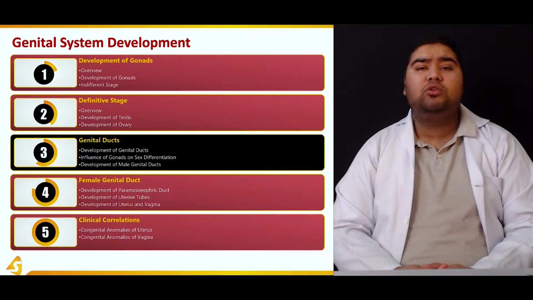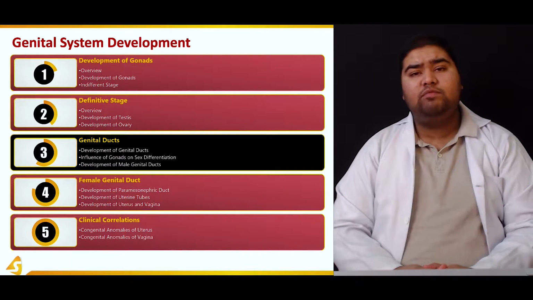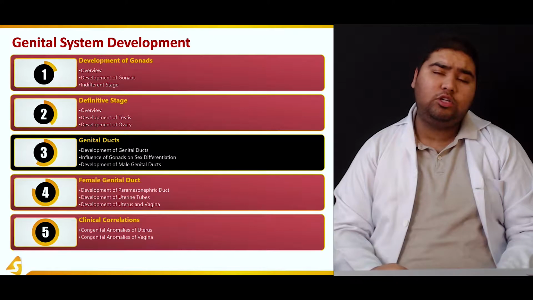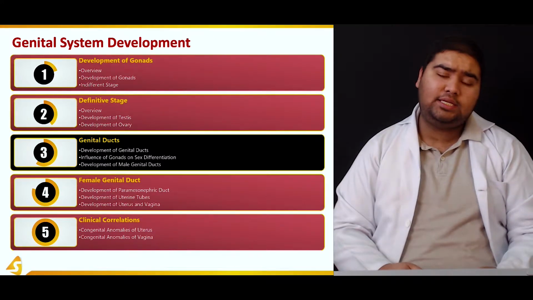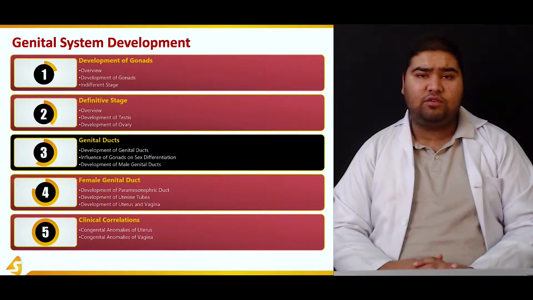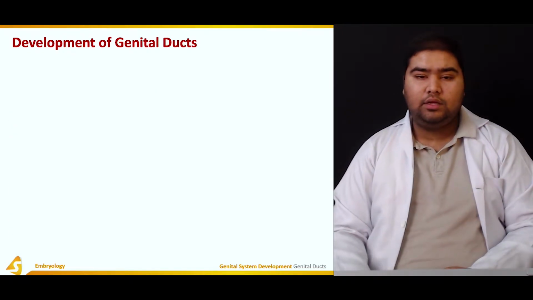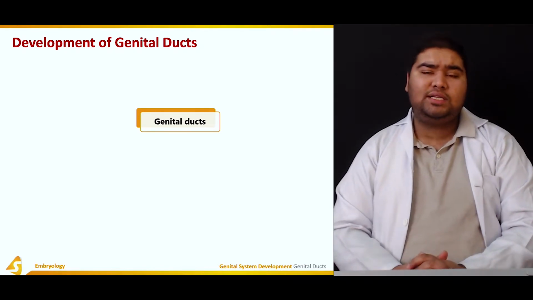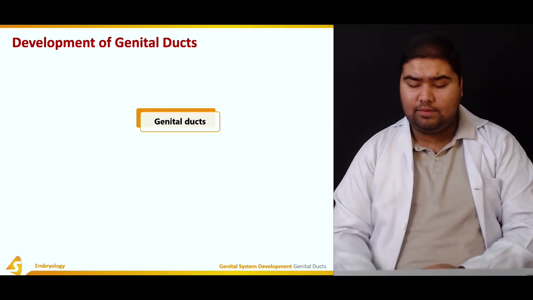And finally, we'll talk about the development of male genital ducts in detail, that is, how these ducts are formed, what components are retained in the adult human, what components are not retained, and what is the significance of this development. So, first of all, let's see what are the components of genital ducts in both the males and the females.